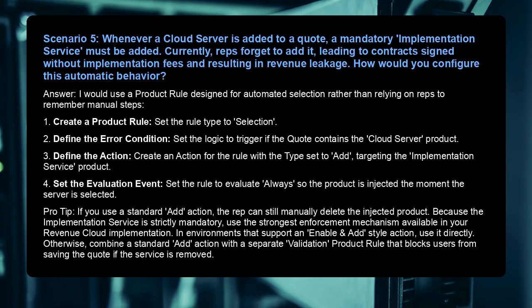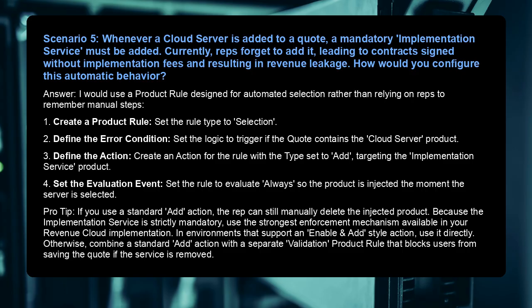Scenario 5. Whenever a cloud server is added to a quote, a mandatory implementation service must be added. Currently, reps forget to add it, leading to contracts signed without implementation fees and resulting in revenue leakage. How would you configure this automatic behavior? Answer: I would use a product rule designed for automated selection rather than relying on reps to remember manual steps. 1. Create a product rule. Set the rule type to selection.